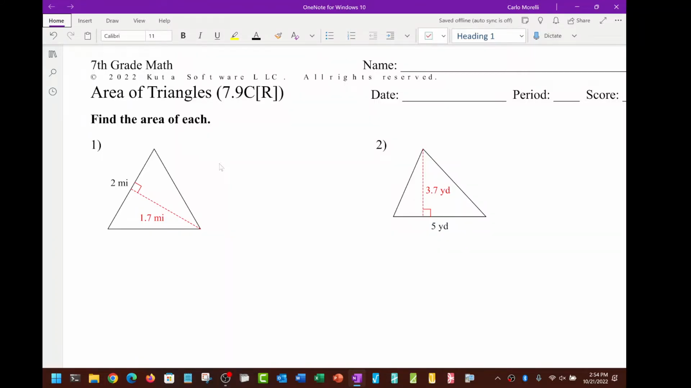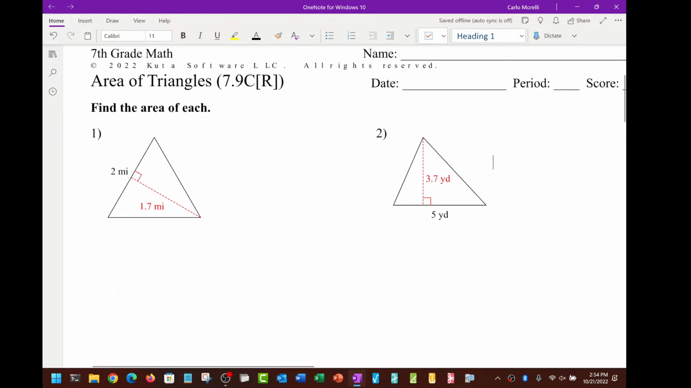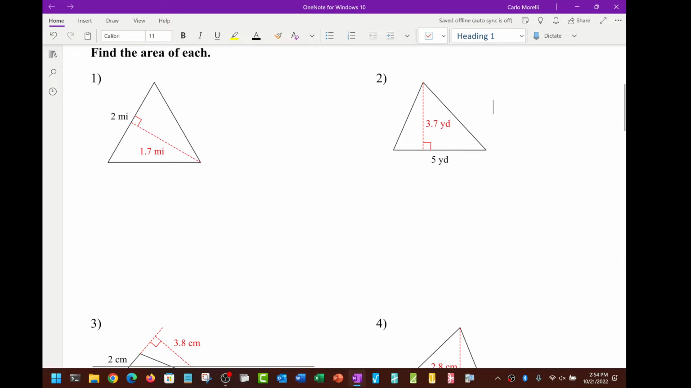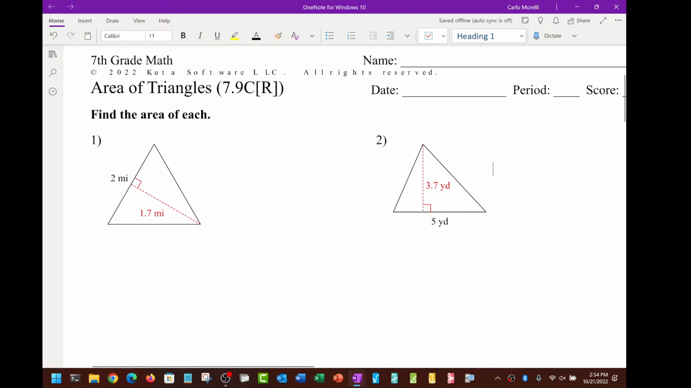So here we are with this area of triangles assignment. The first five problems, there are 10 problems. The first five problems are fairly straightforward. They just want you to find the area of the triangle. And then the second set is going to ask us to find one of the factors in the area of a triangle formula. So we'll begin with number one.